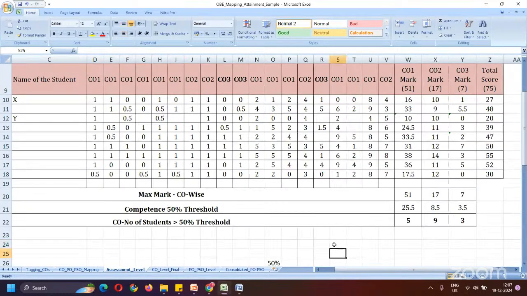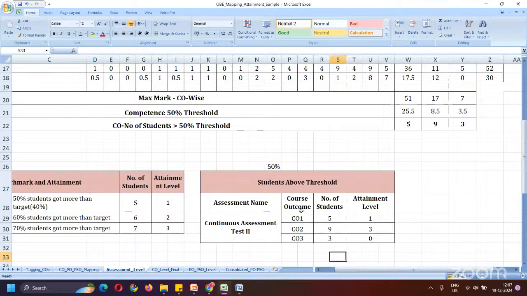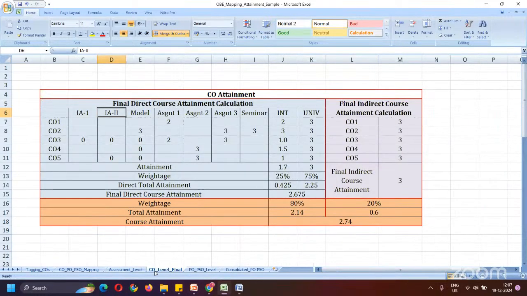If I take CAT 2, the CO attainment level is 1 for assessment 2. So at the overall level I have to enter that in assessment 2 my CO1 attainment is 1. If there is any question or attainment in the model exam, you can enter it here. Now, taking the CO attainment for the entire course, I have five COs for this course.